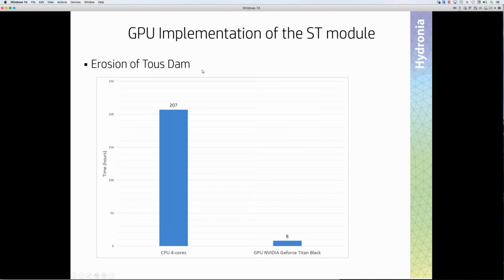Another more realistic case, the Toast Dam that I showed before. This time the times are in hours. 207 hours are required to run here with 4 cores, while it takes only 8 hours using the GPU version on an NVIDIA GeForce Titan Black.